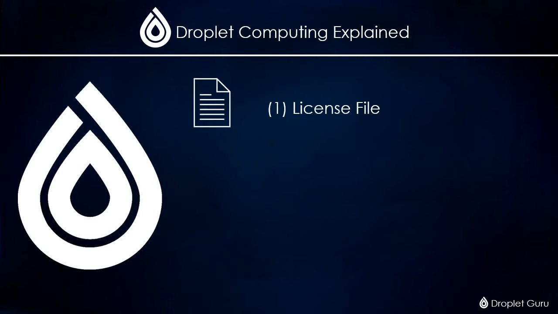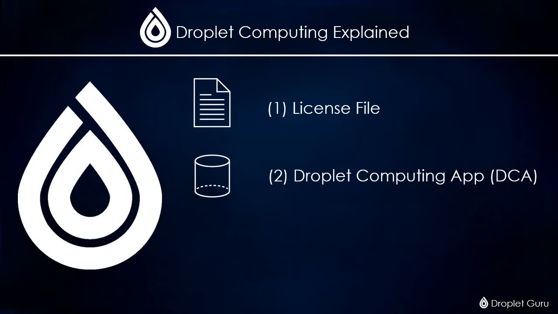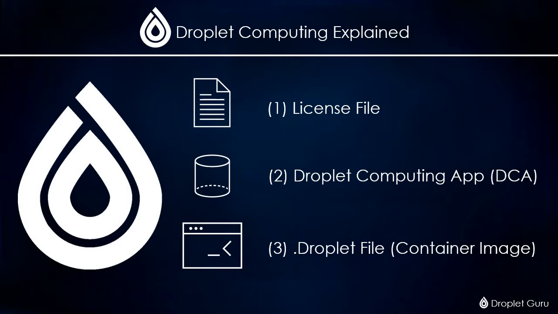First file we'll give you is a license file. Then we'll give you the Droplet Computing app, the actual Droplet Computing software. And the last file we give you is the .droplet file, which is the container image file, the equivalent of your desktop image in a VDI or a physical world.